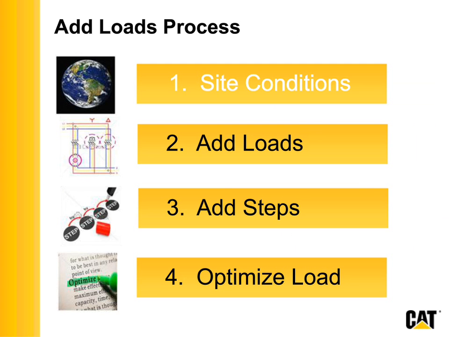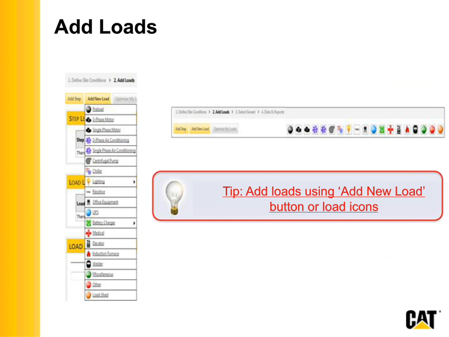So what we see here is a snapshot of what your add loads page would look like. We're looking at adding a load here. There's two ways that you can add a load. You can use the Add New Load button, or you can use your icons. Here's your loads as if you would add them with your Add New Load button. And here's where you use your icons to add a load.